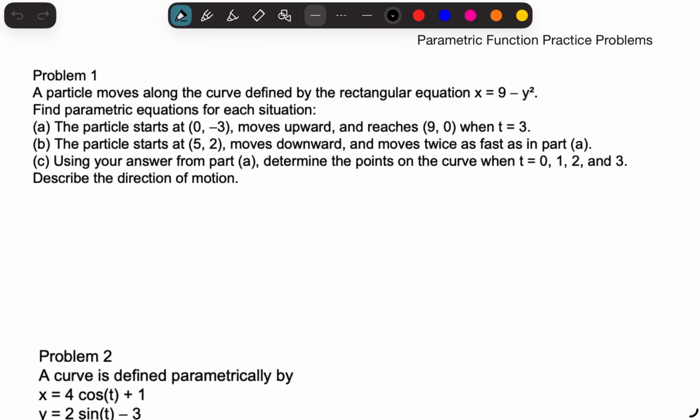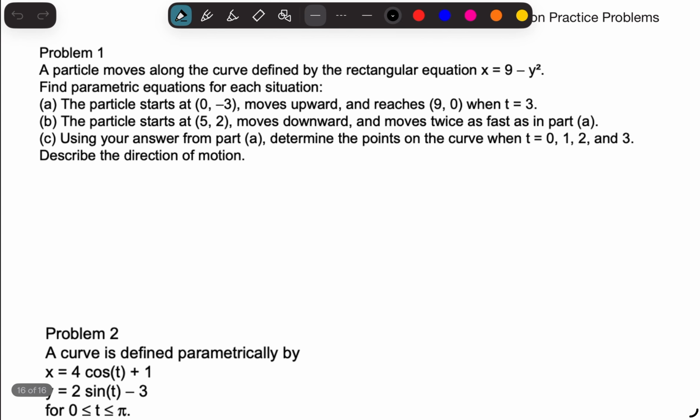In this video, we're going to be doing some parametric function practice problems. So for problem 1, a particle moves along the curve defined by the rectangular equation x is equal to 9 minus y squared. Find the parametric equations for each situation. A. The particle starts at 0, -3, moves upward, and reaches 9, 0 when t is equal to 3.